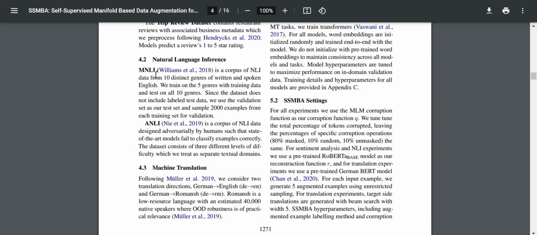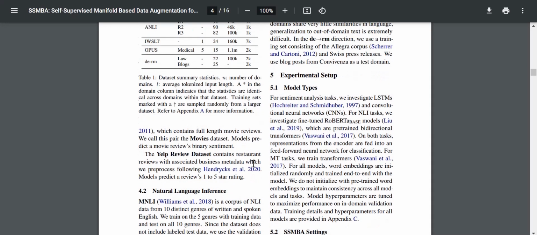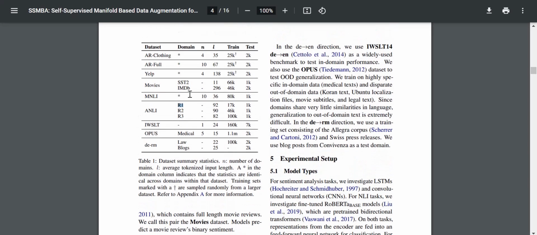For natural language inference, you have MNLI, which is a corpus of NLI data from 10 distinct genres of written and spoken English. We train on the 5 genres with training data and test on all 10. Since the dataset does not include labeled test data, we use the validation set as our test set and sample 2000 examples from each training set for validation. And ANLI is a corpus of NLI data designed adversarially by humans, such that state-of-the-art models fail to classify them correctly. The dataset consists of 3 different levels of difficulty, which we treat as separate textual domains. So you have level 1, level 2, level 3.